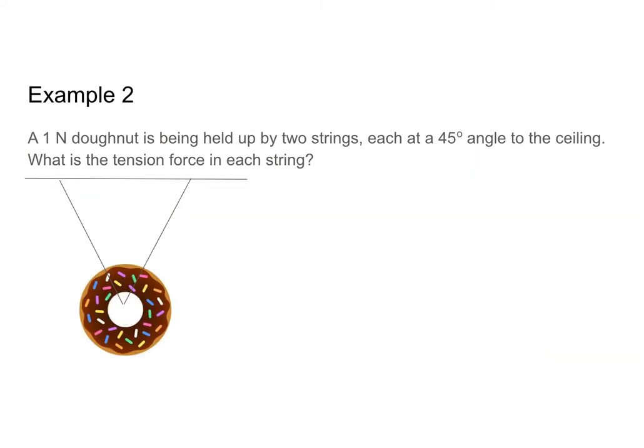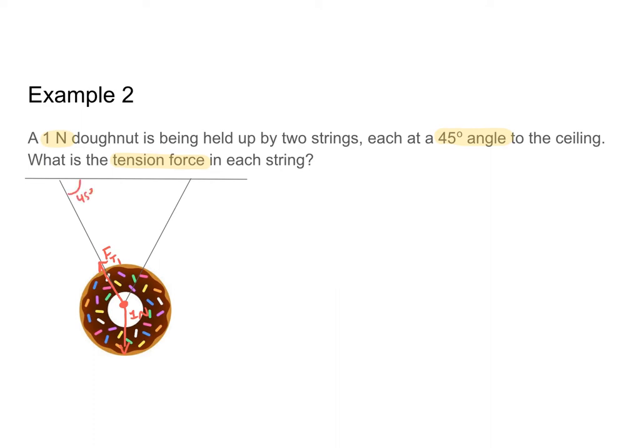A 1 Newton donut is being held up by 2 strings, each at a 45-degree angle to the ceiling. What is the tension force in each string? So let's go ahead and take a look at this question. So again, starting with our free body diagram, we know that there is a gravitational force of 1 Newton pulling down on the donut. We know that there is also a tension, which I'm going to call Ft1, from our first string. And that is going to be at a 45-degree angle to the ceiling.